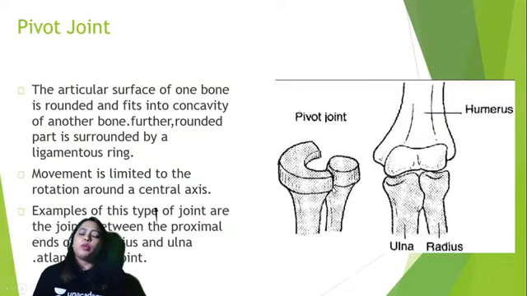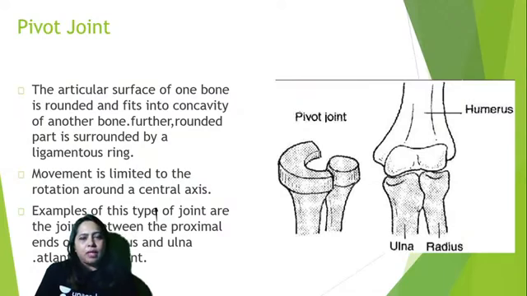So what kind of movement do we produce at the superior and inferior radioulnar joints? You can move the wrist in supination and you can move it in the pronation. Supination is facing the palm upwards.